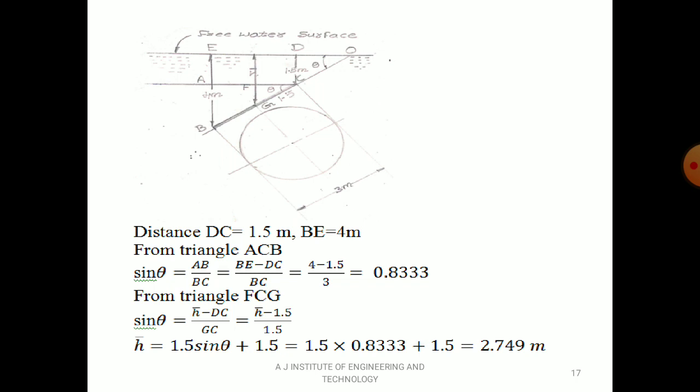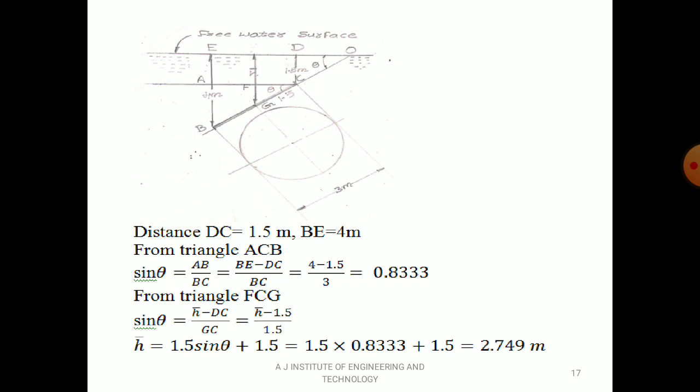So from triangle ACB, you can see there ACB, I represented point C there. So sin theta, that is AB divided by the hypotenuse BC. Now what is BC? BC is equal to the diameter of the circle, that is 3 meter. So sin theta equal to AB divided by BC. Now what is AB? AB equal to, you can see there, 4 minus 1.5 meter.